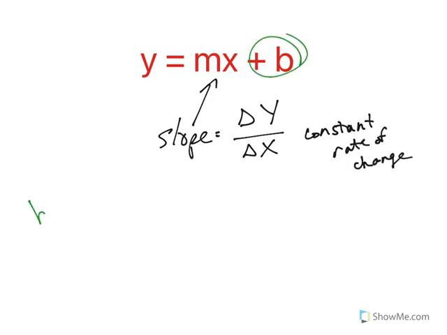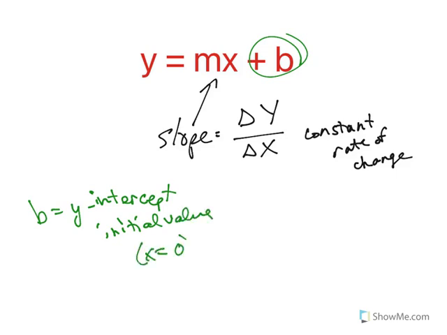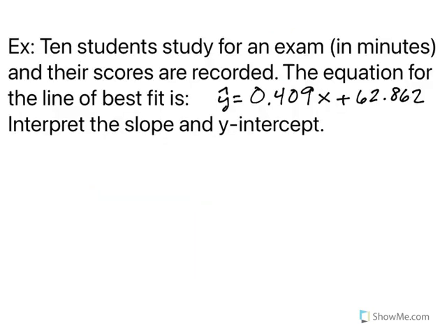Now, b represents our y-intercept, which is our initial value. It's our starting point. It's the value when x equals 0. Also, sometimes it's when time is 0. Okay, so let's jump in.